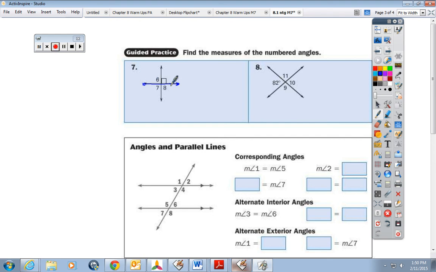This little box right here tells us what? It's 90 degrees. So guess what this is going to be? 90 degrees. Guess what this is going to be? And guess what this is going to be? 90. So all of them are 90.